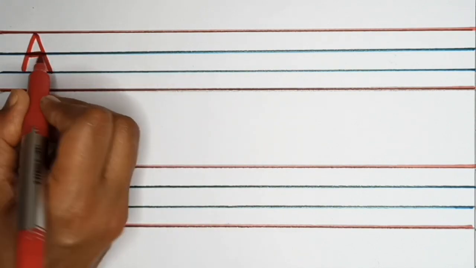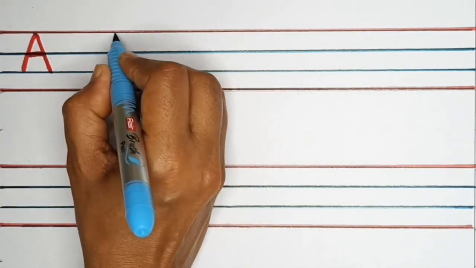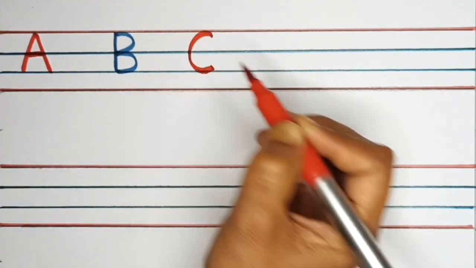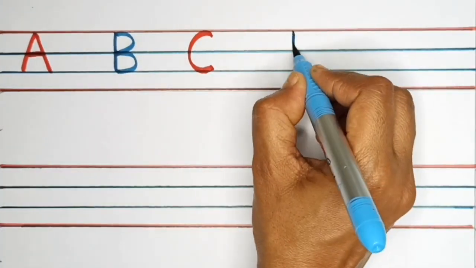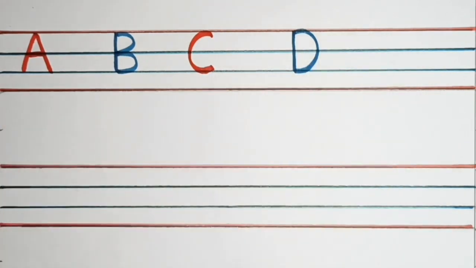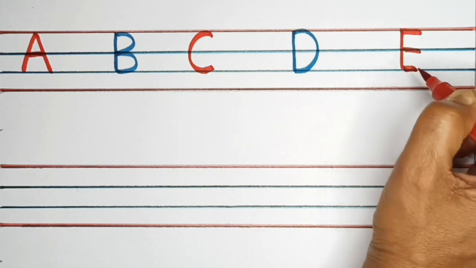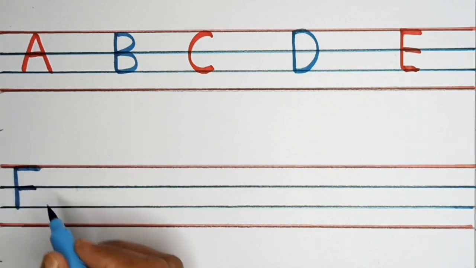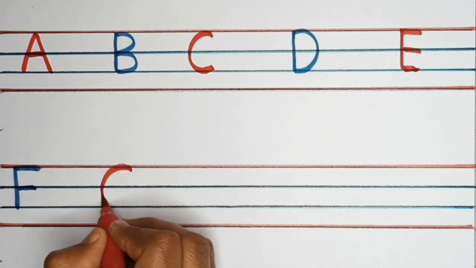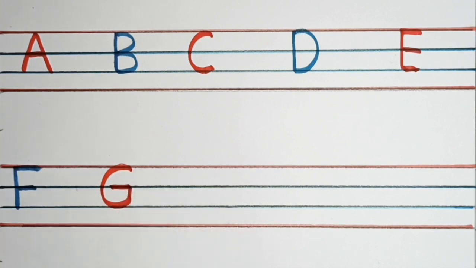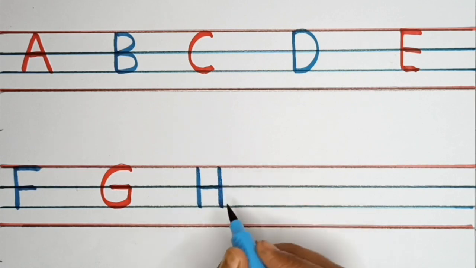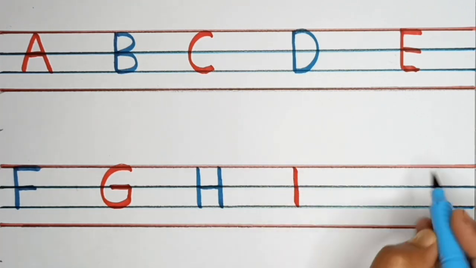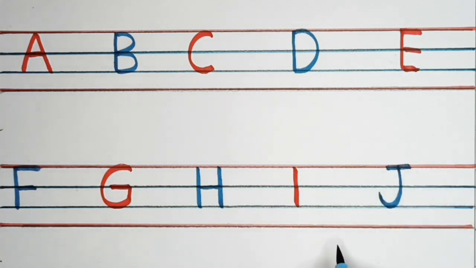A, A for apple. B, B for ball. C, C for cat. D, D for dog. E, E for elephant. F, F for fish. G, G for grapes. H, H for hen. I, I for ice cream. J, J for jug. Thank you.